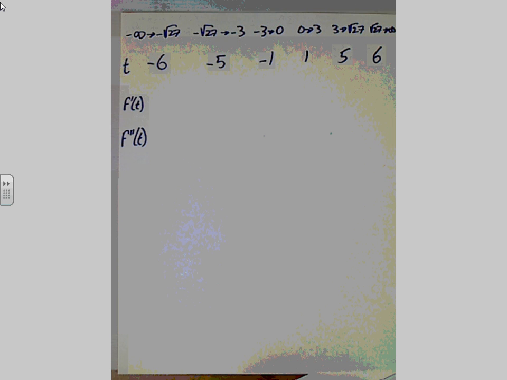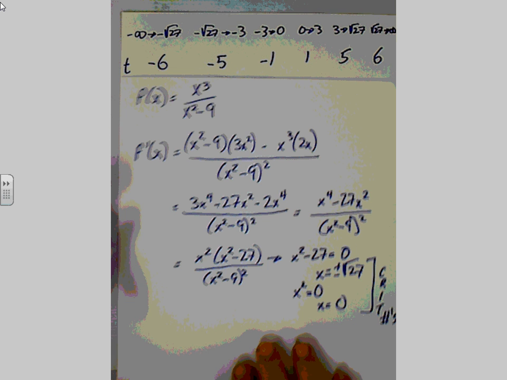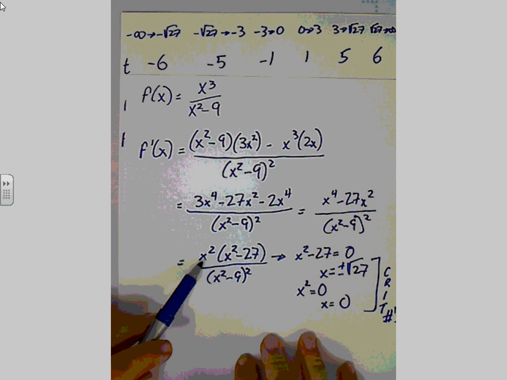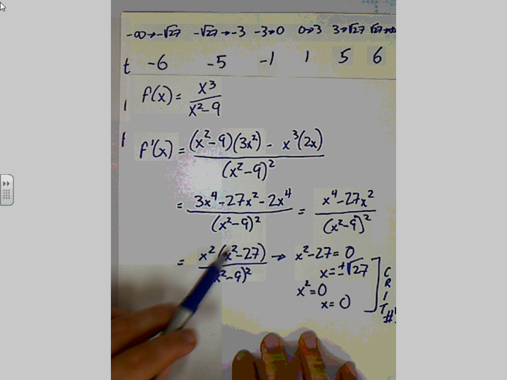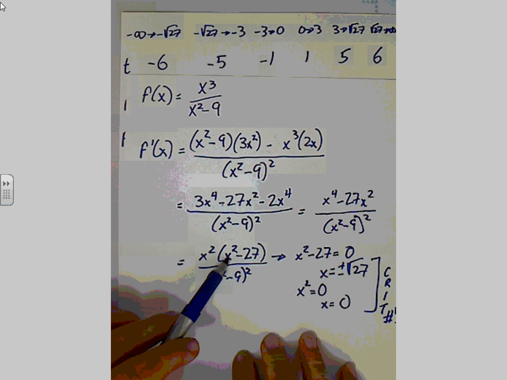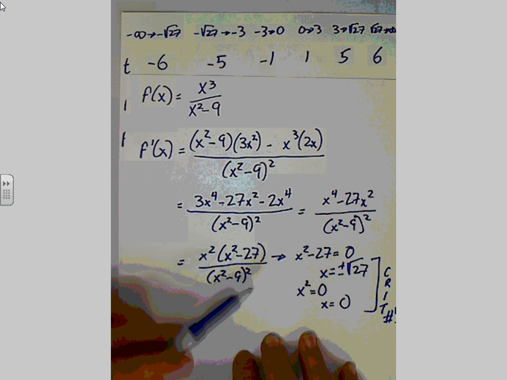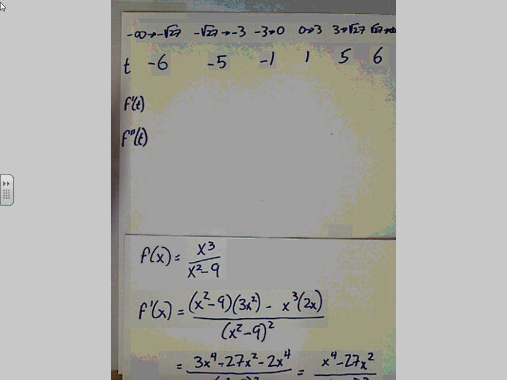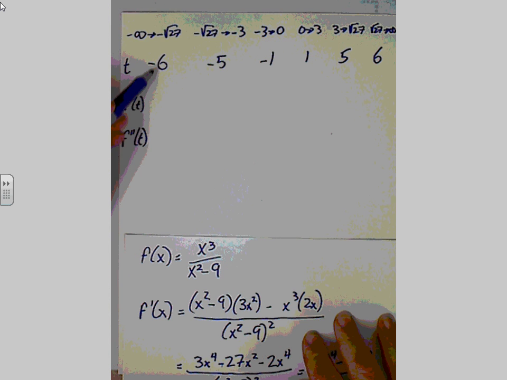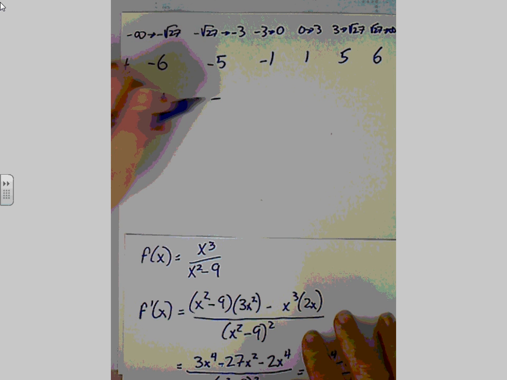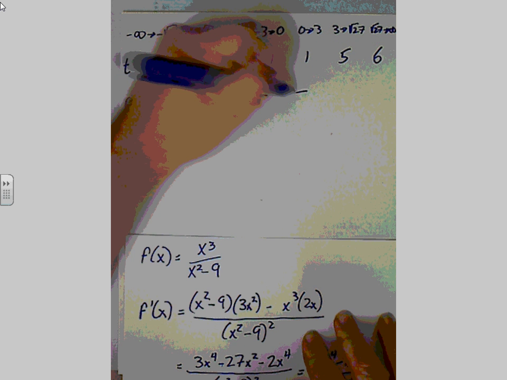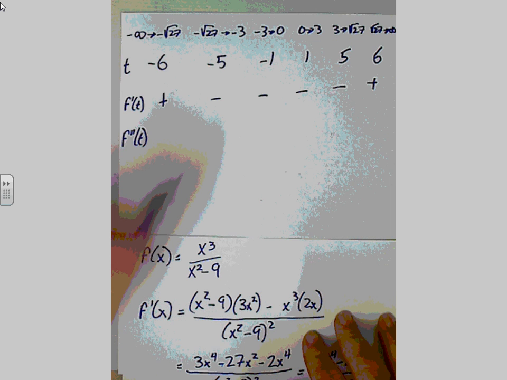Okay. So when we're testing these out, let's go through the first derivative only. If I look at the first derivative, this is always going to be positive. This down here is always going to be positive. So the only thing we need to worry about is what x squared minus 27 is doing. Essentially, if x squared is bigger than 27, the whole thing's going to be positive. If x squared is smaller than 27, then the whole thing's going to be negative. So if we look at this one, 6 squared is bigger than 27, so we're plus. 5 squared is not bigger than 27, so that's a minus. The 1 is minus. So minus, minus, plus. That's what's going on here.